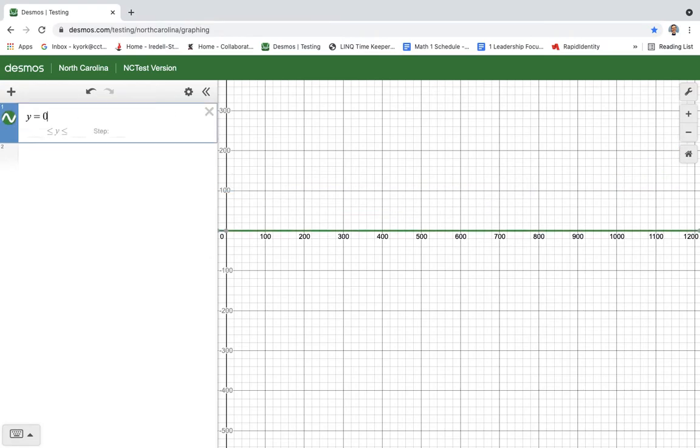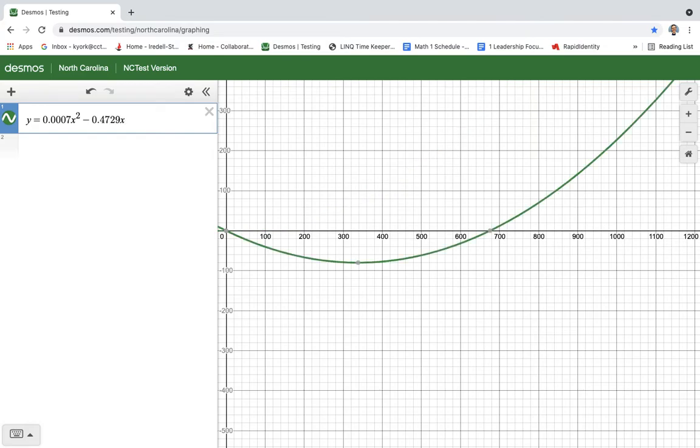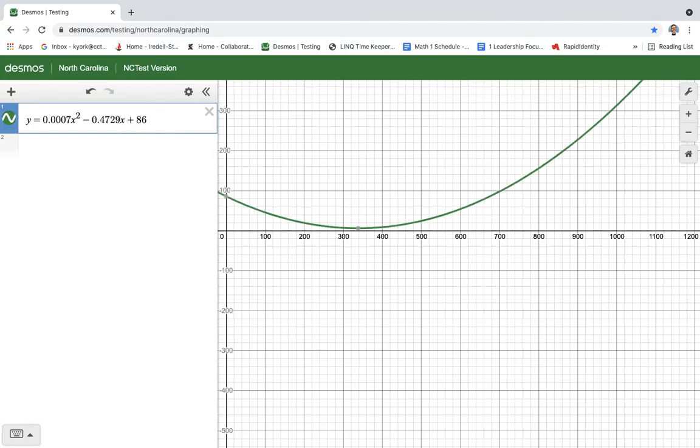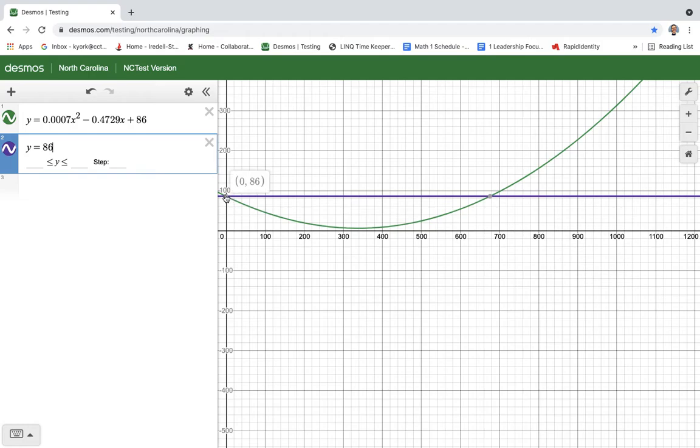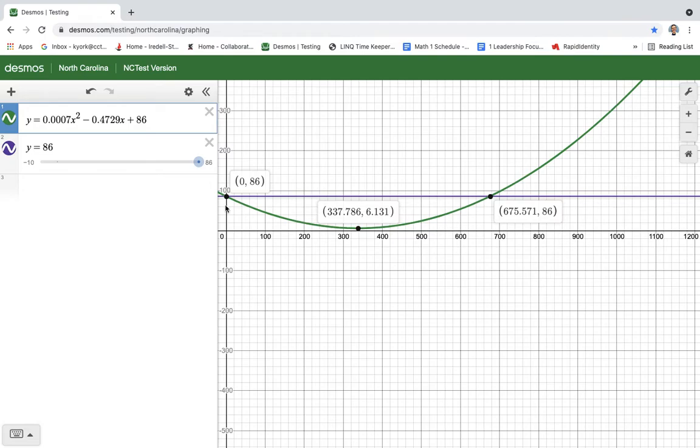y equals 0.0007x squared minus 0.4729x plus 86. So we have the 0, 86. We have our vertex, but we also need to find the mirror, which would be at y equals 86. So let's find our values again. And here's our mirror. So this is where the first post is. This is where the second part of the post is. So our bridge connects those. And then it will start over again.